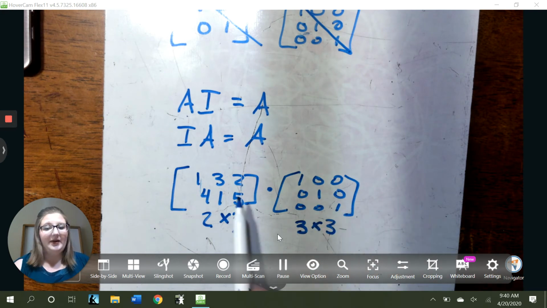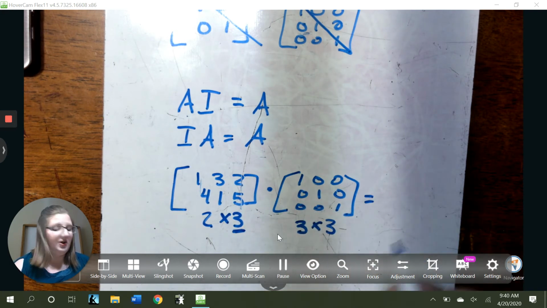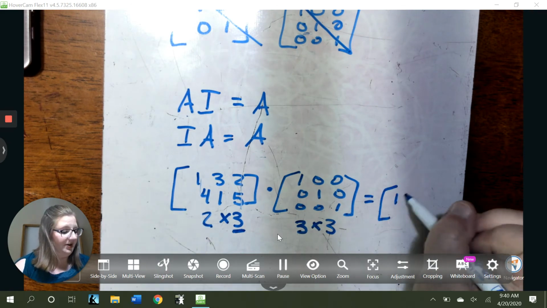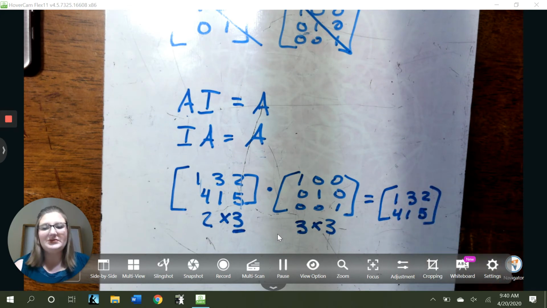And if we actually type this into a calculator and try to do this multiplication, our answer would be the same matrix we started with. So it would be 1, 3, 2, 4, 1, 5. So that's that special property with identity matrices. It doesn't matter which order you multiply them in, but when you multiply by the identity matrix, you get the same matrix that you started with.